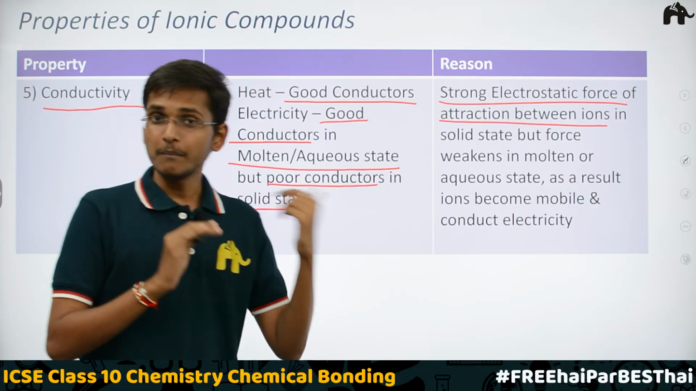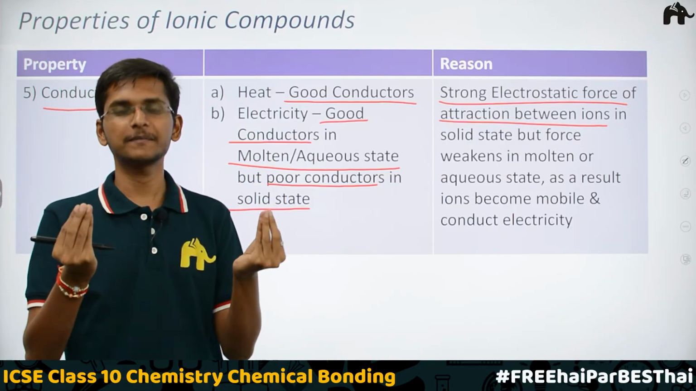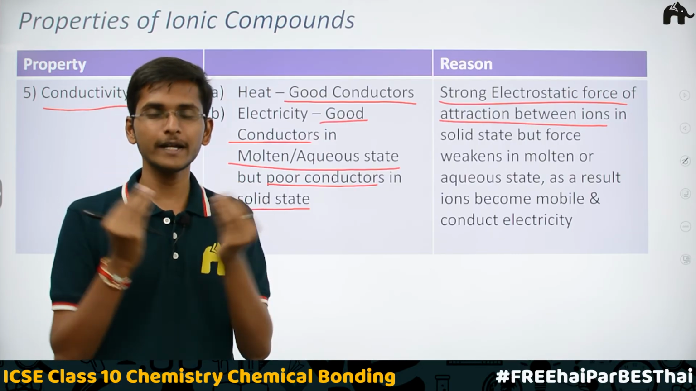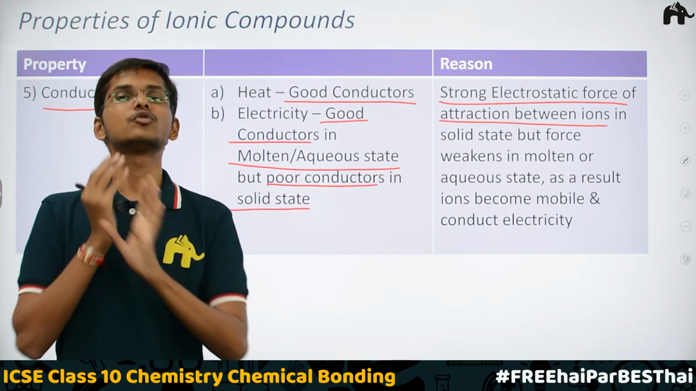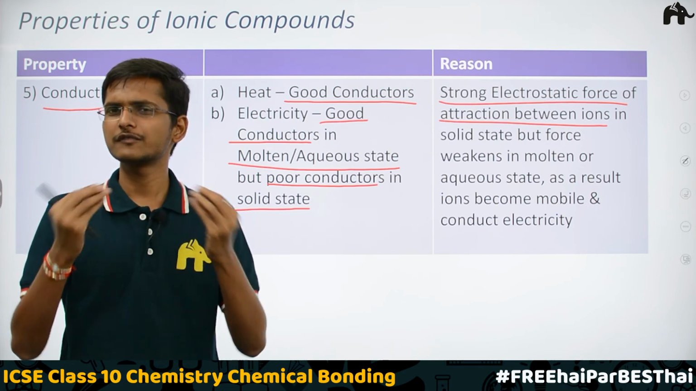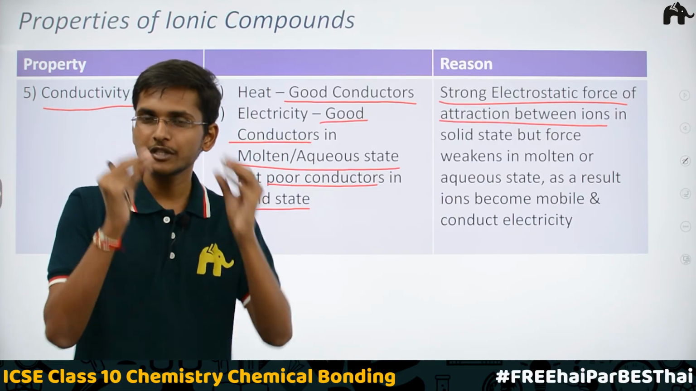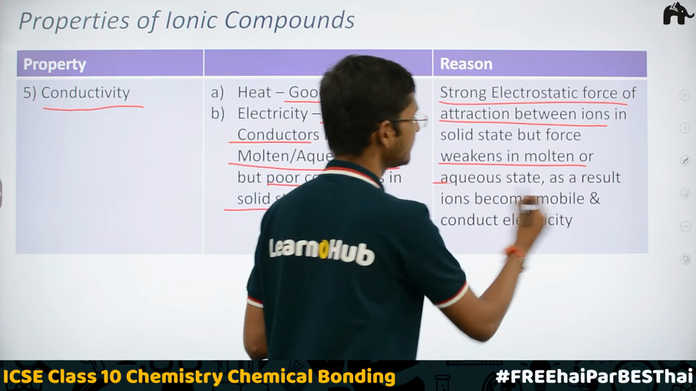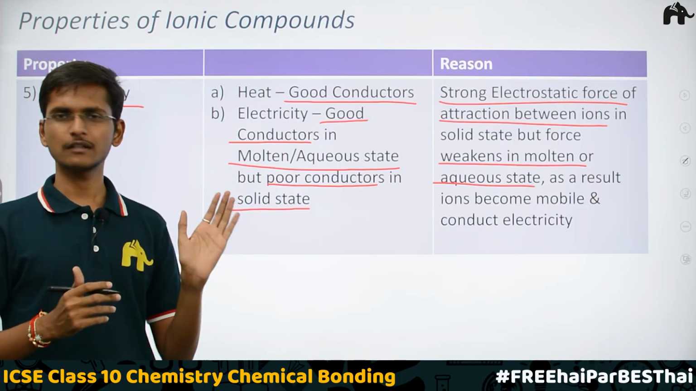Now it's clear. But in aqueous and molten state, what is happening? Ions are dissociating, ions are getting separated, so they are free to move, they are mobile, and that is the very reason the ions migrate towards the respective electrodes and conduct electricity. Now why was this happening? Why are the ions free to move, or why are ions dissociating in molten or aqueous state? Because the force of attraction between the ions is weak in molten and aqueous state, right? We have seen this, and why it has been weakened, we know the reason very well, in both the cases.